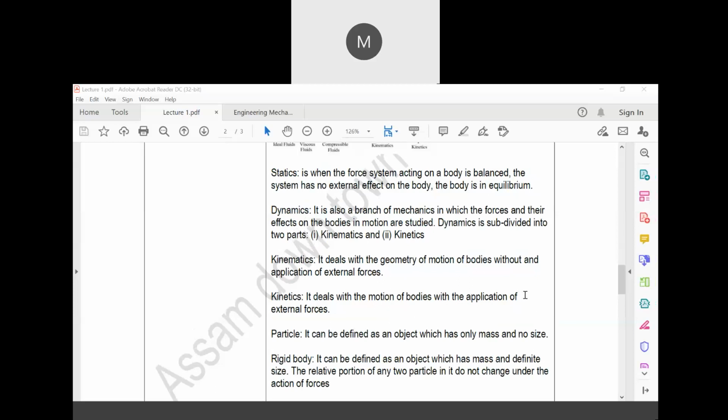Look, if the body changes its shape, then definitely it will contradict the definition of a rigid body itself, right?